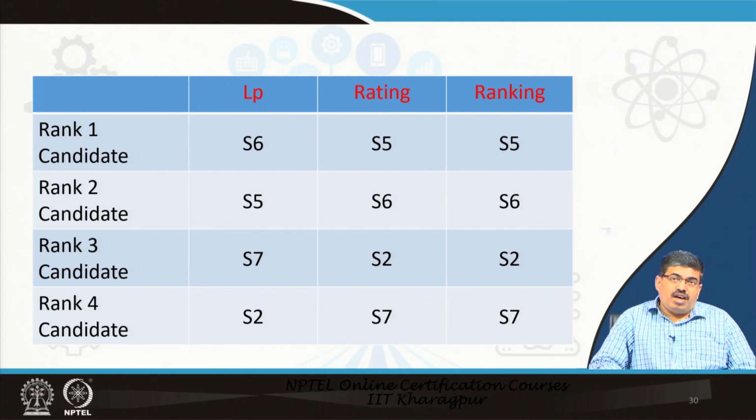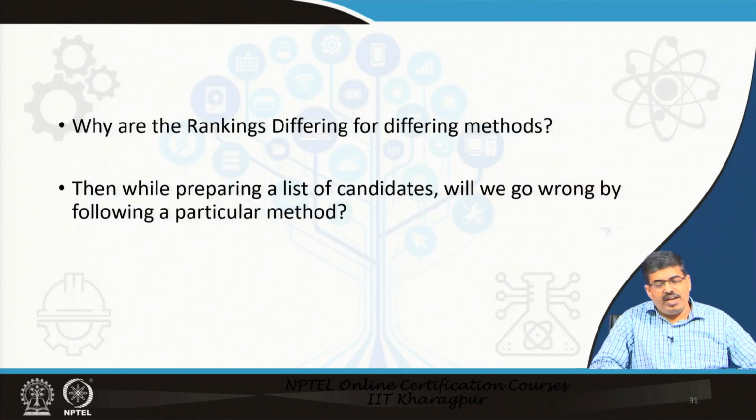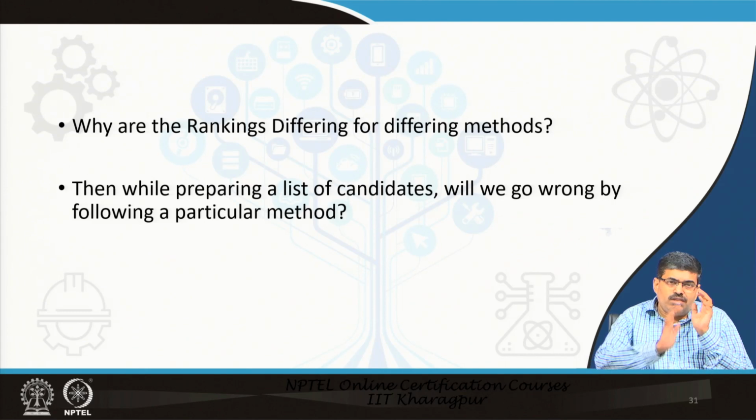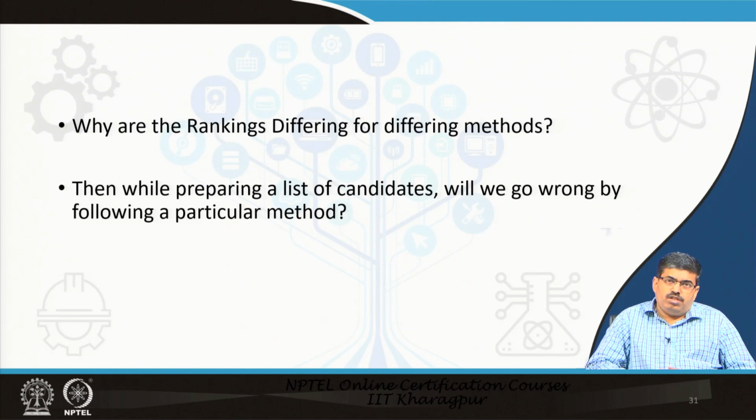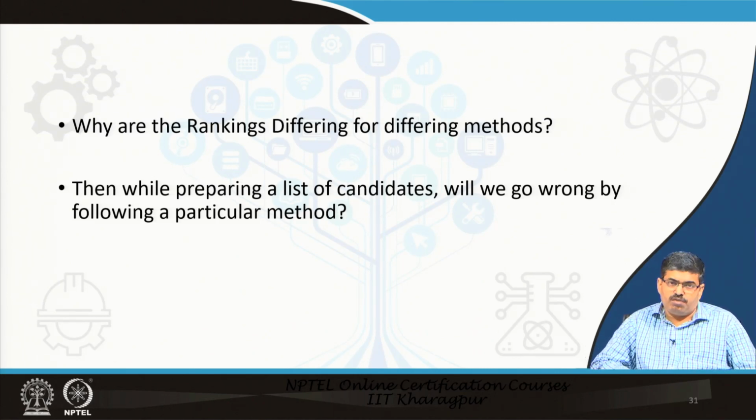See, the answer is very clear. Why are the rankings different? Then, while preparing a list of candidates, will we go wrong by following a particular method? This was the question. The reasons why these three methods are used are different. When we have a rating scale, we have to use the rating method. When we know that they can be ranked, we have to use the ranking method. When we know that all have equal weightage, we can use the LP method.